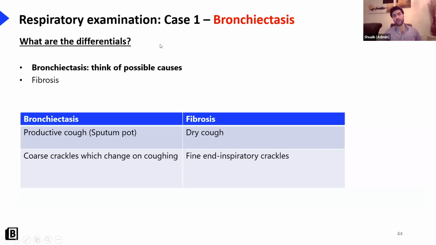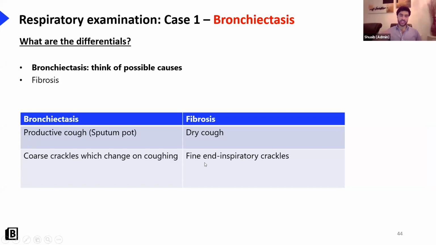So we need to think about, your examiner might ask you, what are your differentials? Whenever you have a bronchiectasis patient, right off the bat, you can give a differential of fibrosis, because they both present with crackles. But as I said, how do you differentiate between the two? The main thing is in bronchiectasis, you have a productive cough with coarse crackles. In fibrosis, you have a dry cough with fine crackles.